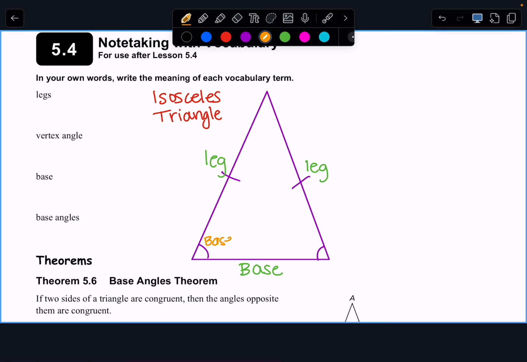In the isosceles triangle, the two angles at the base are called base angles. And I wonder what the other one is called. Leg angle. Base angle. Good job.